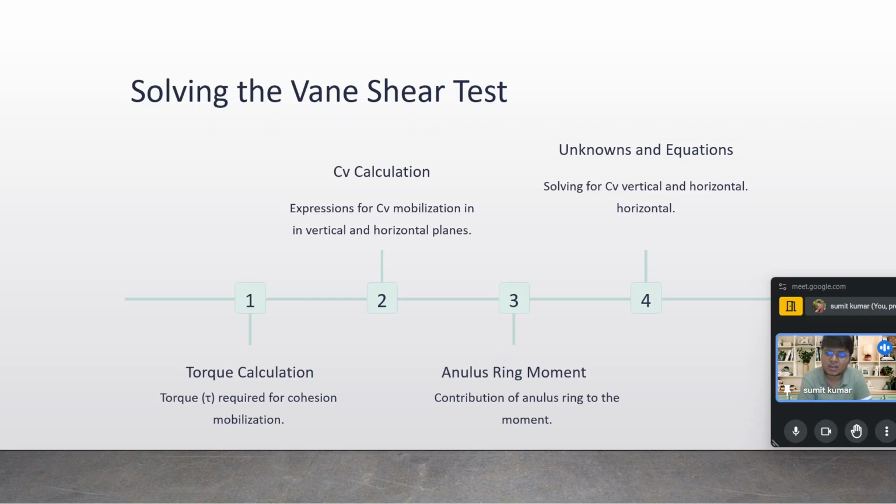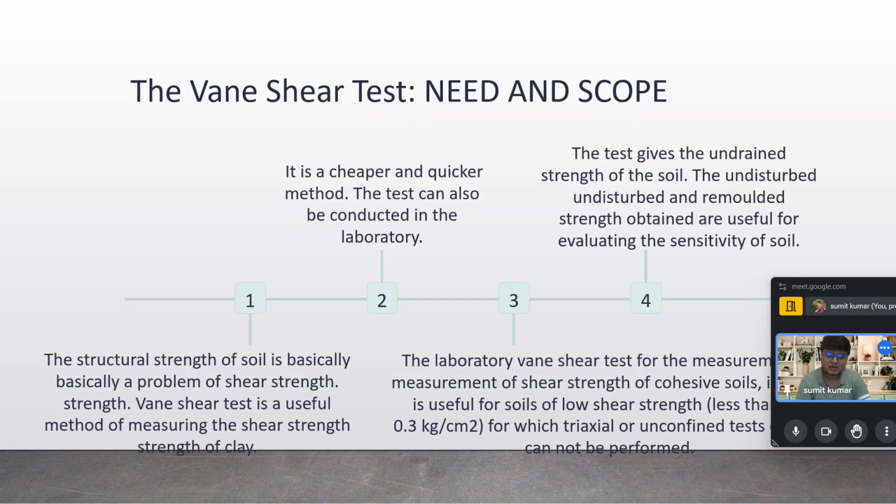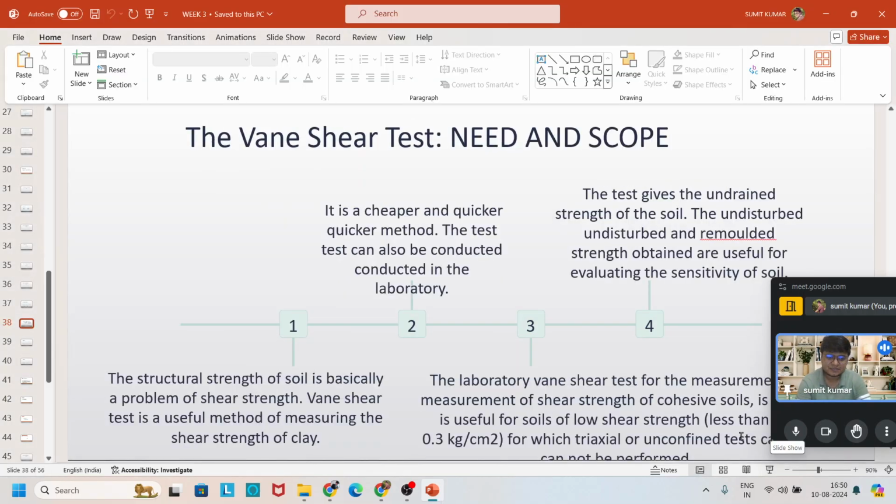Okay, so we talk about solving the vane test. First of all, torque calculation is performed. In the torque calculation, the shear strength needs to be found. After that, the Cv calculation takes place, that is the expression for Cv mobilization in the vertical and the horizontal plane. After that, the contribution of the annulus ring to the moment is included. After that, the known equations are used to solve the problem and find the solution.